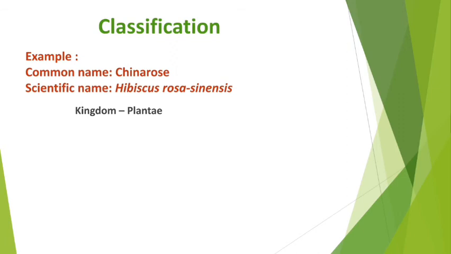So my dear students, first we will write kingdom. We know China rose will fall either under the animal kingdom or the plant kingdom. It will fall under the plant kingdom, because of which we have written kingdom Plantae.